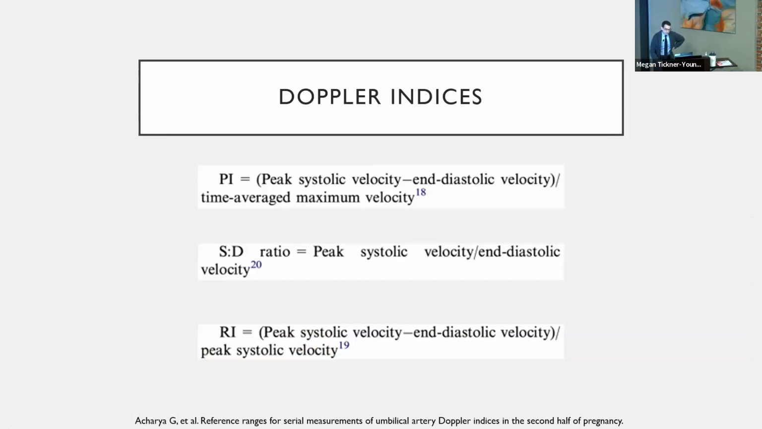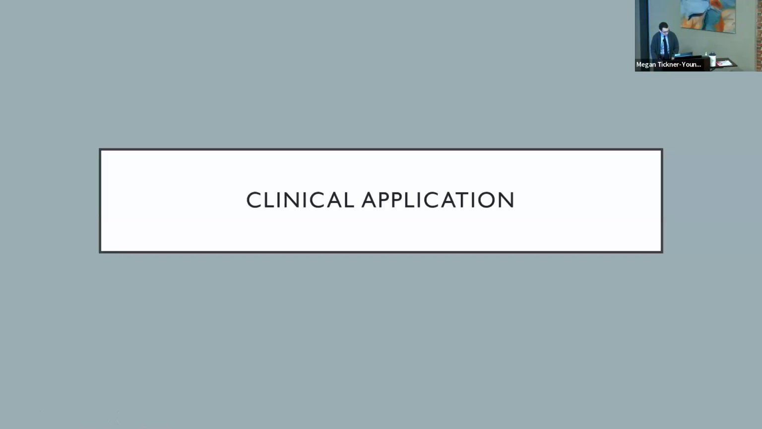So there are different Doppler indices or measurements that assess blood flow resistance in arteries. They all incorporate the peak systolic velocity and end diastolic velocity, but the PI, or pulsatility index, is the only one to include the time to average maximum velocity. It's the only one to include information of the entire waveform. We're going to come back to that later.